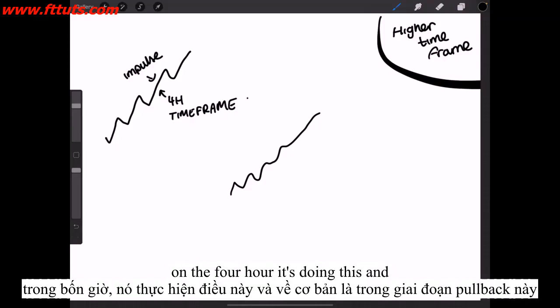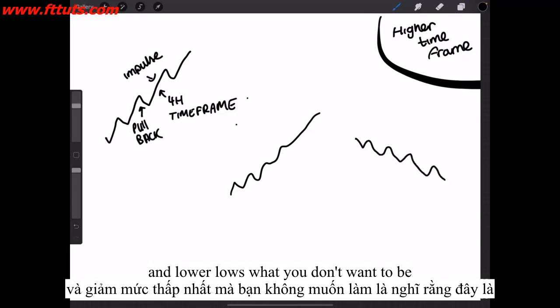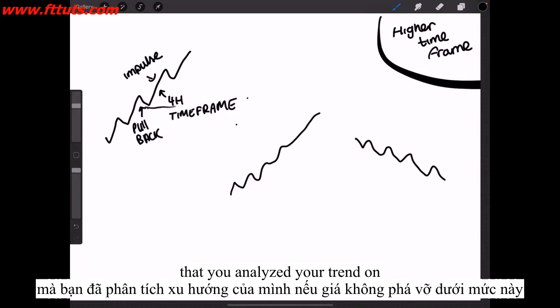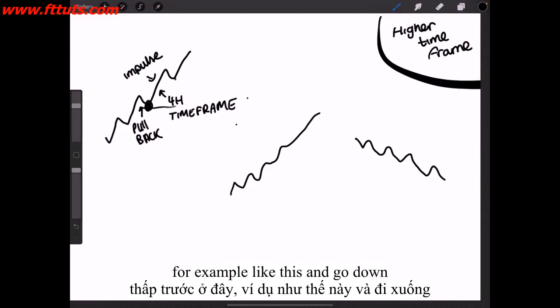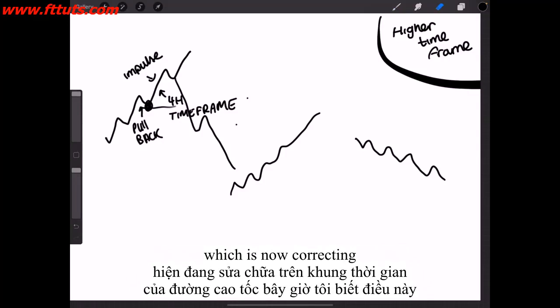So on the 4-hour, it's doing this, and essentially in this pullback phase, the pullback phase in the 5-minute, we're making lower highs and lower lows. What you don't want to be doing is thinking this is now a downtrend, because until on the higher time frame that you analyzed your trend on, if price doesn't break below this previous low here, for example like this, and go down, then price hasn't changed in trend. It's only changed on the lower time frame, which is now correcting on the higher time frame.